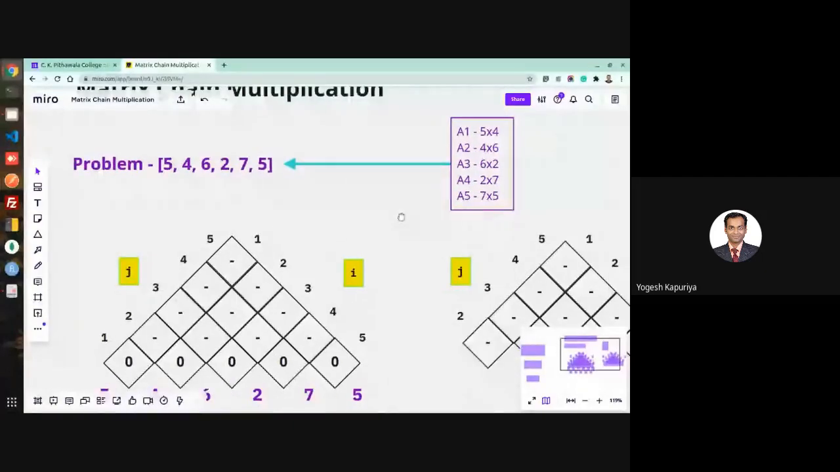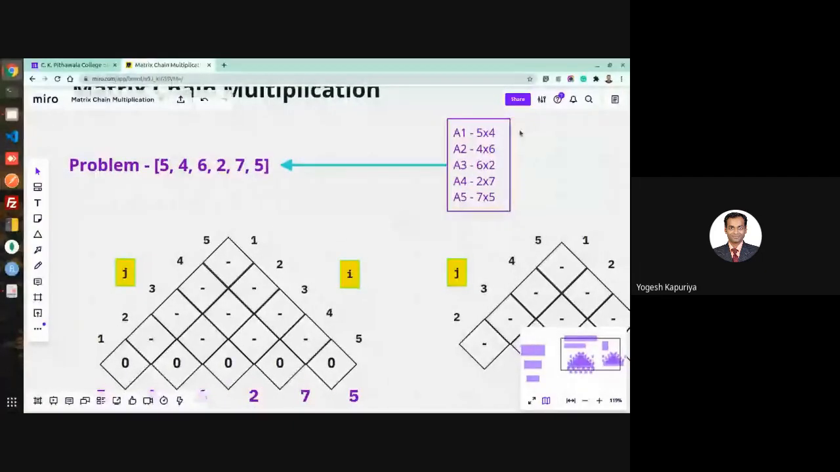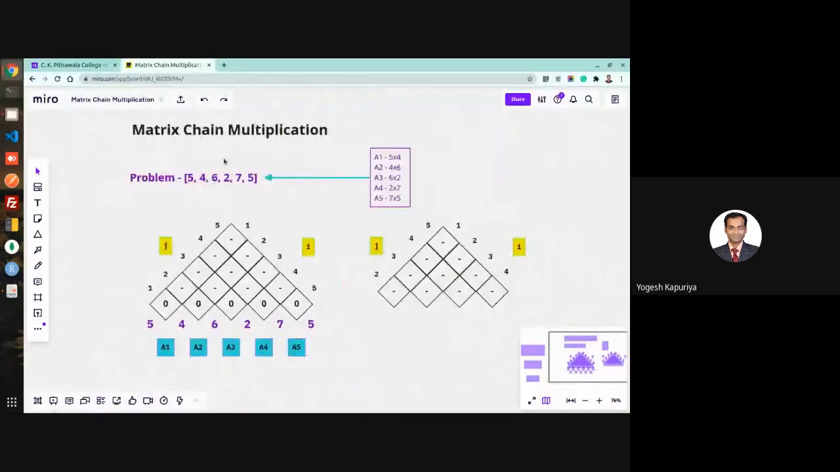So that means from this problem statement, you can derive this instance, right? So that's basically an array. You can easily see that. It's an array which has 6 values: 5, 4, 6, 2, 7, and 5. Logically, this means the matrix dimension of the first matrix is 5 cross 4, second matrix 4 cross 6, third matrix 6 cross 2, 2 cross 7, 7 cross 5. So if there are 5 matrices, there will be an array of 6 elements. Now let's put this array into this form.